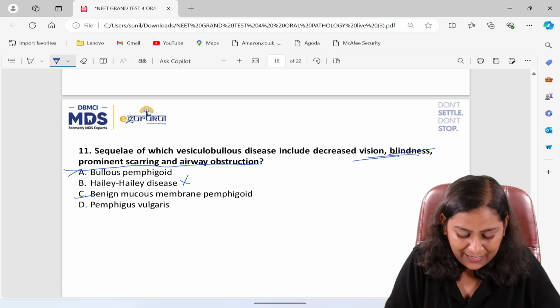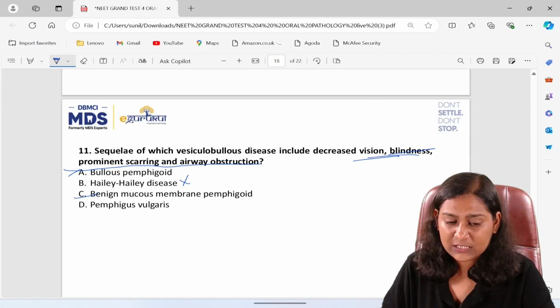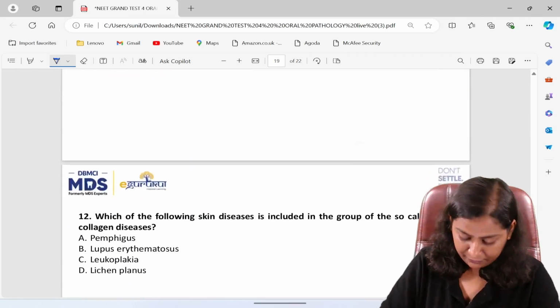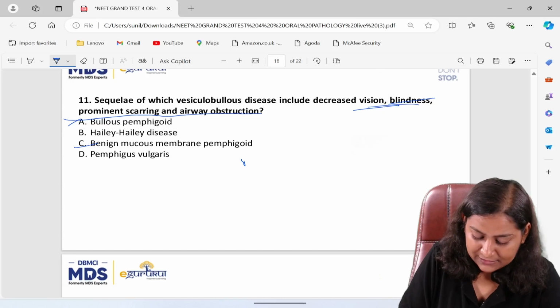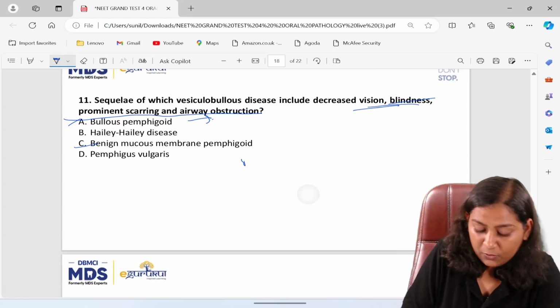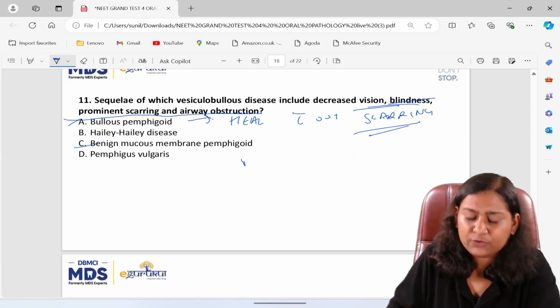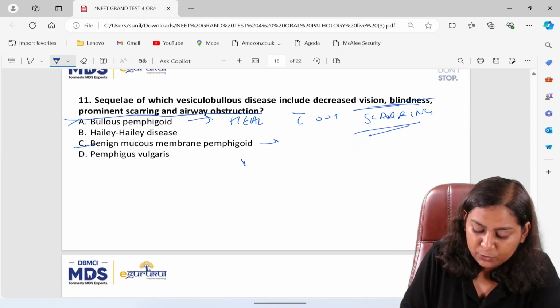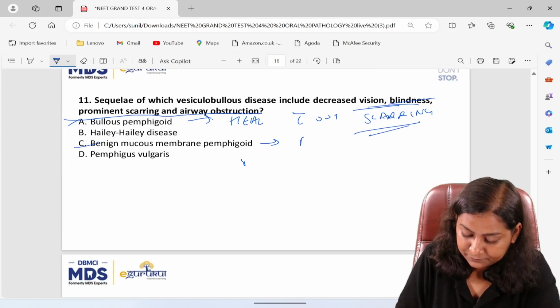Okay, decreased vision, blindness, prominent scarring. So we have seen this in bullous pemphigoid and cicatricial pemphigoid. Okay, I'll write it here. Bullous pemphigoid and cicatricial pemphigoid. So in bullous pemphigoid, the blisters heal without scarring. Even if you know this, then you can mark this answer. Benign mucous membrane pemphigoid blisters heal with scarring.